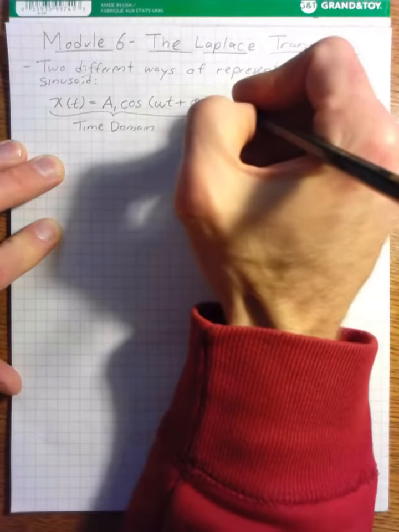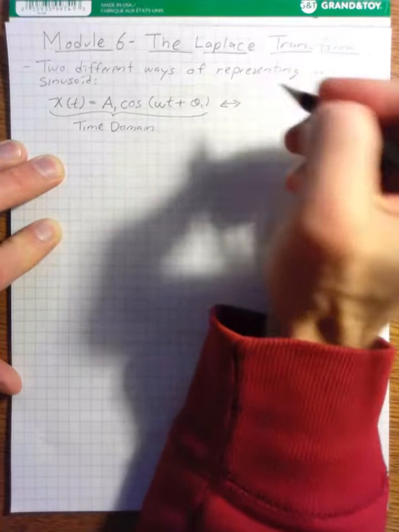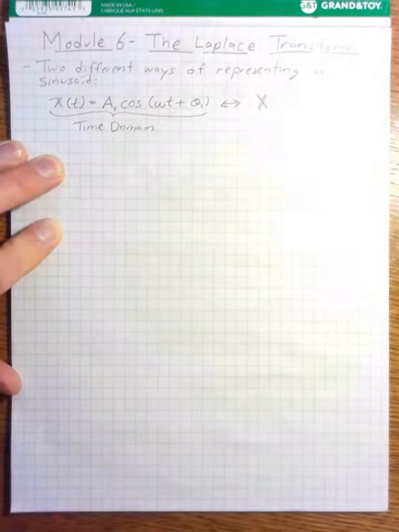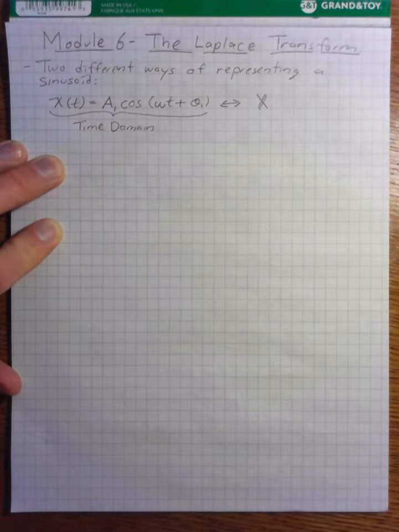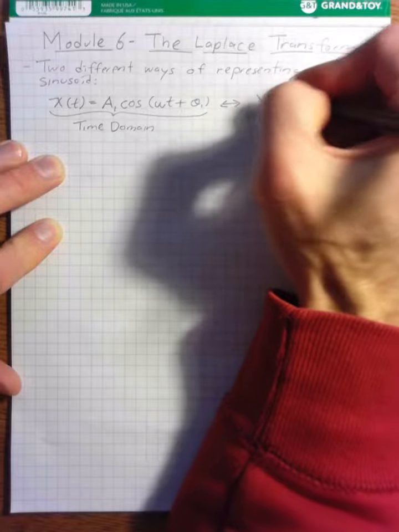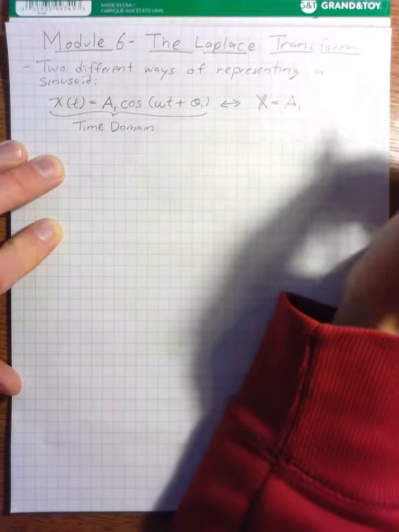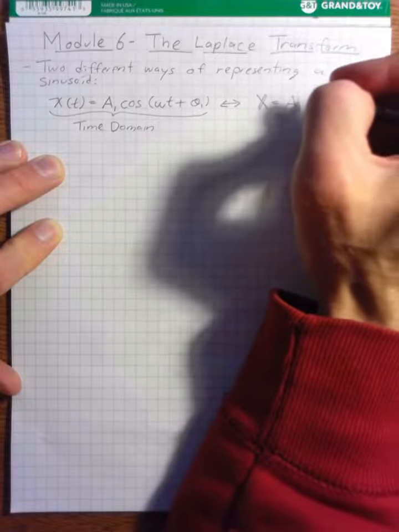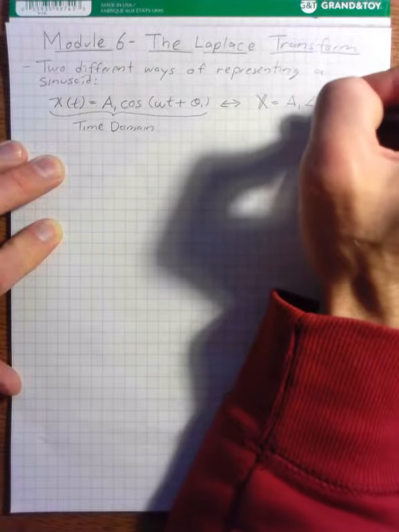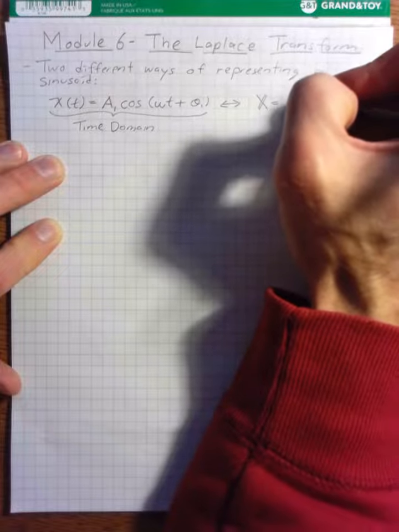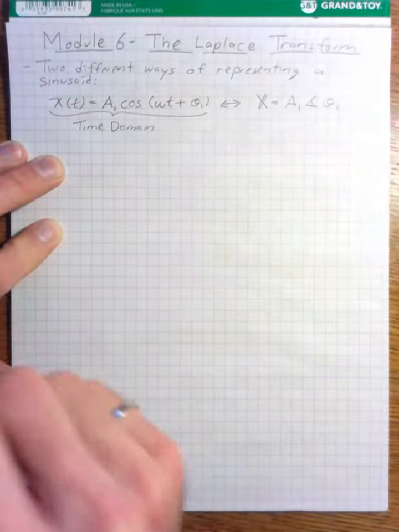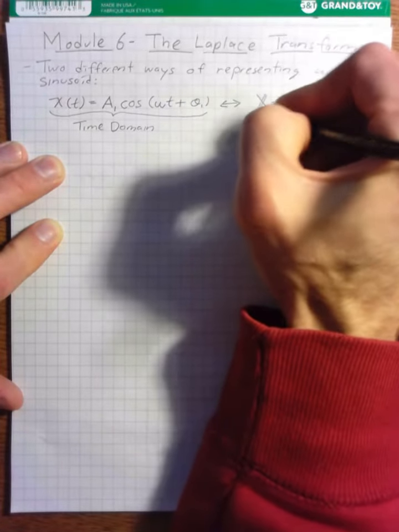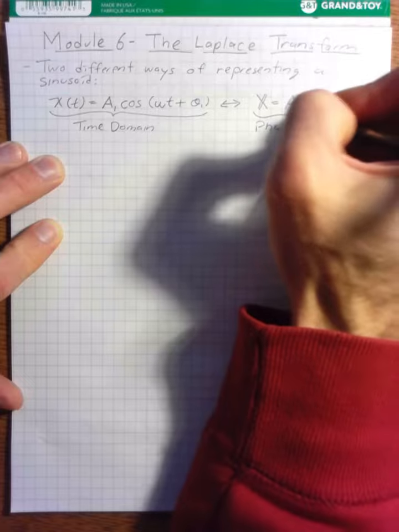However, it's also possible to represent this sinusoid using a phasor. Maybe we would write it using some sort of bold capital letter X. The phasor would have a certain magnitude or length that's equal to the amplitude of the sinusoid, and the angle of the phasor corresponds to the phase of the sinusoid. And we would call this the phasor domain.